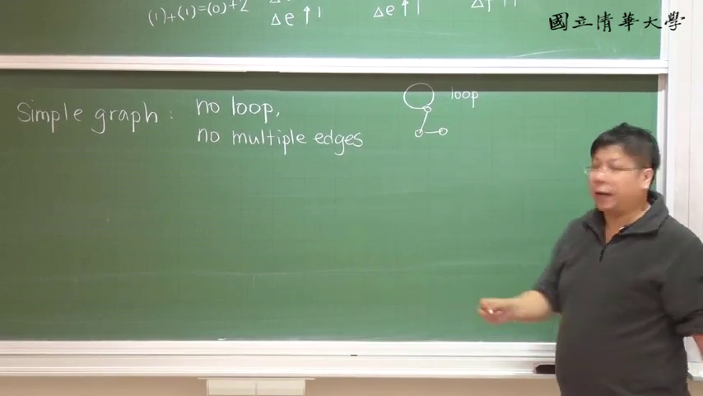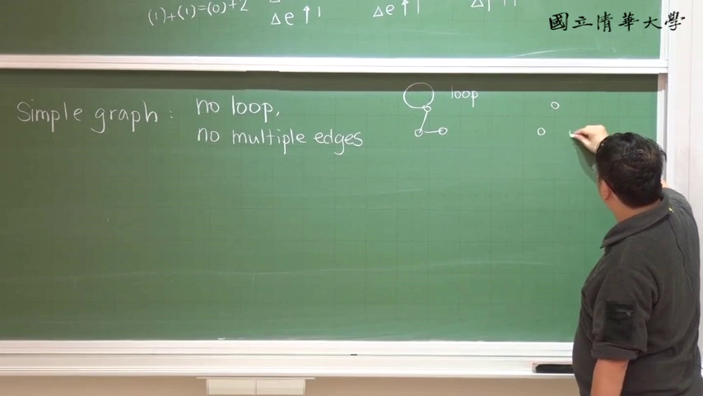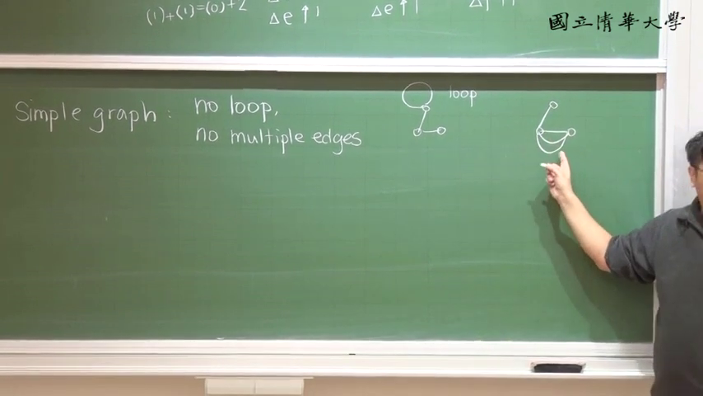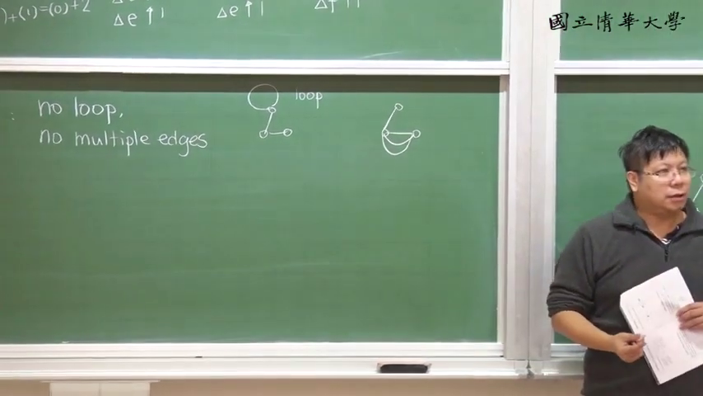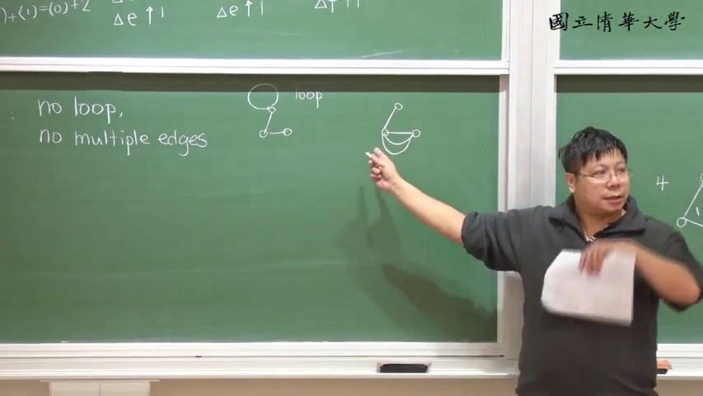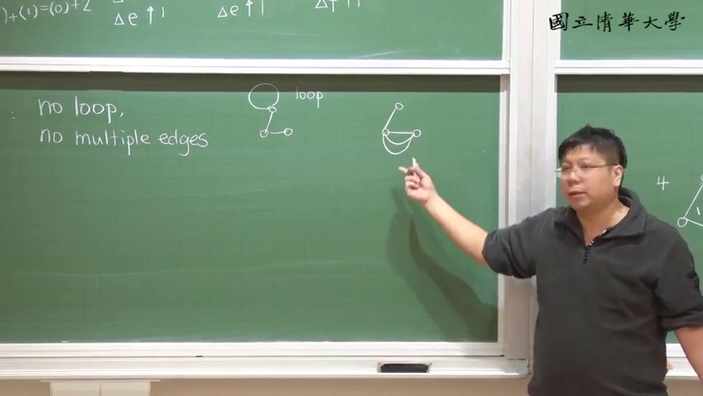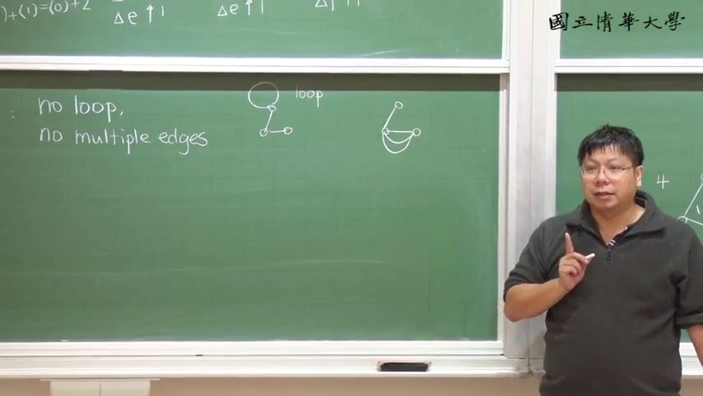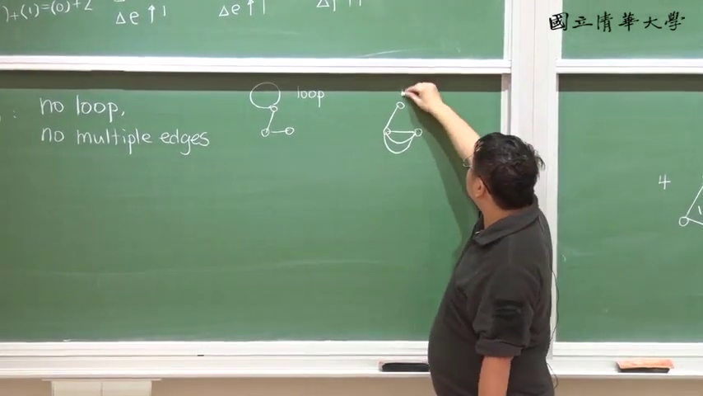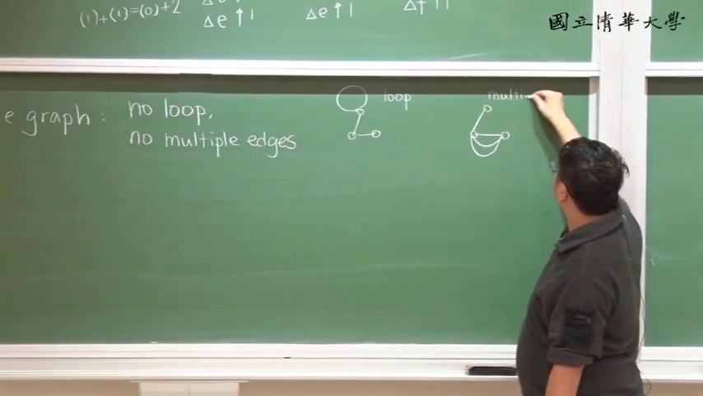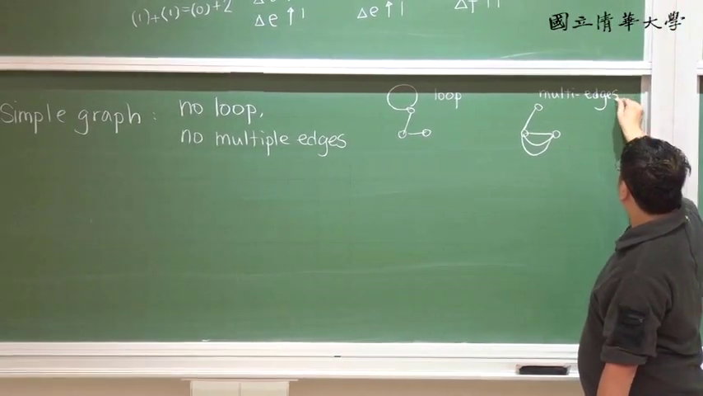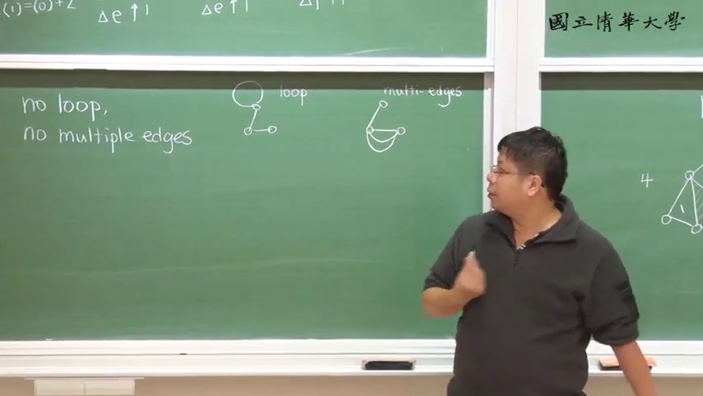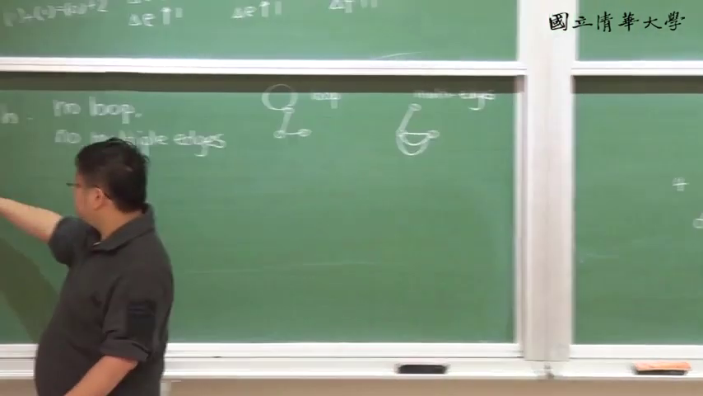And what is meant by multiple edges? Let's say we have a graph that has 3 vertices. So this is multiple edges. Multiple edges means that between 2 vertices there are more than one edge. Is that okay? So if a graph is simple, then that means that there is no loop and no multiple edges. Now we have a theorem.